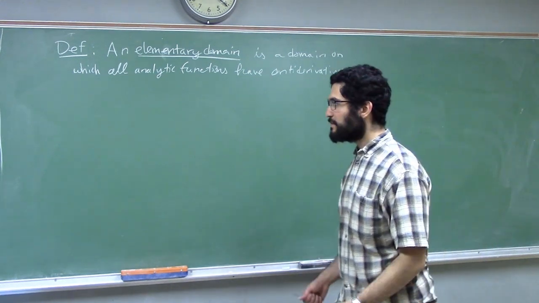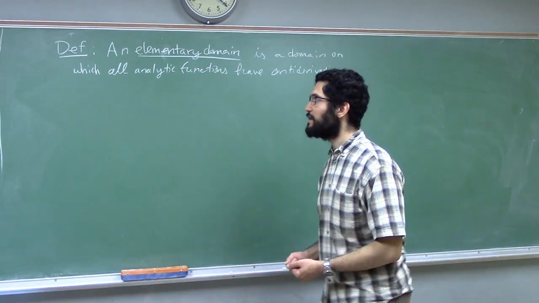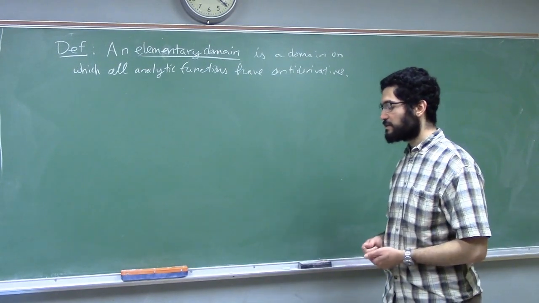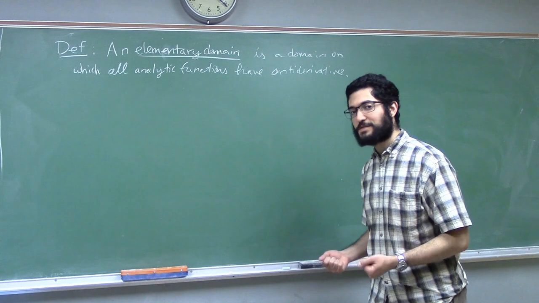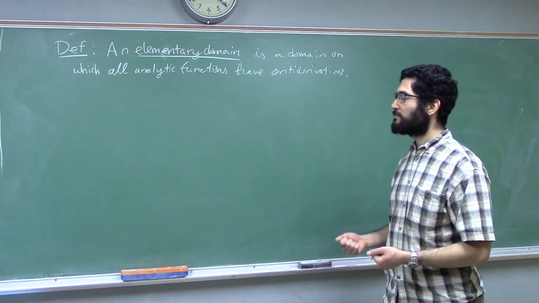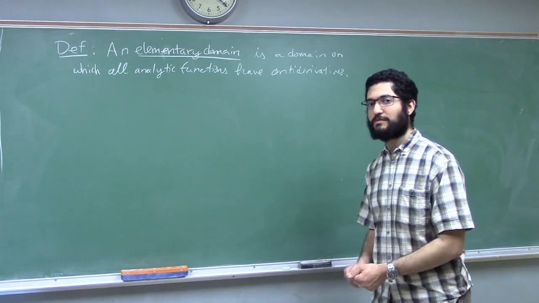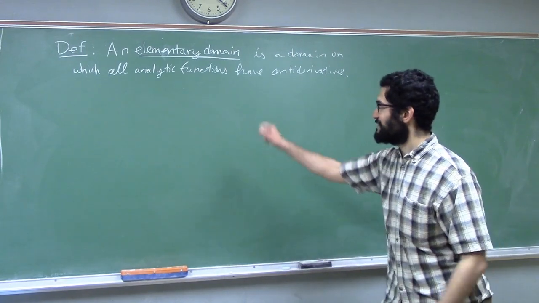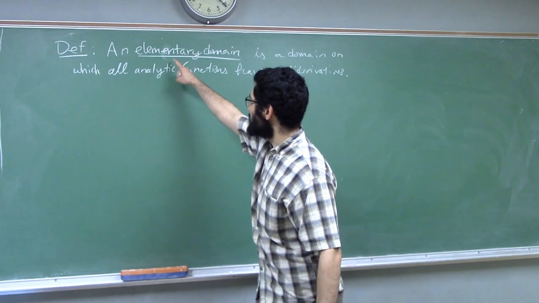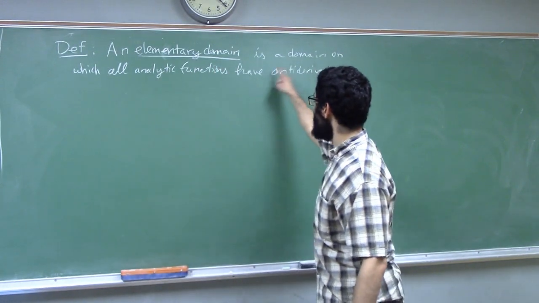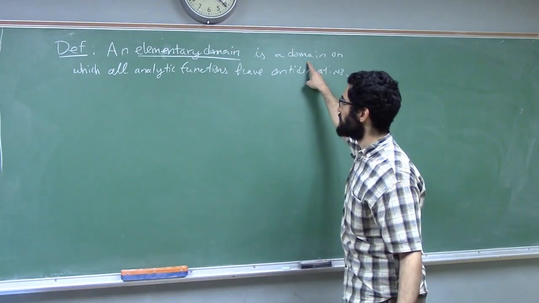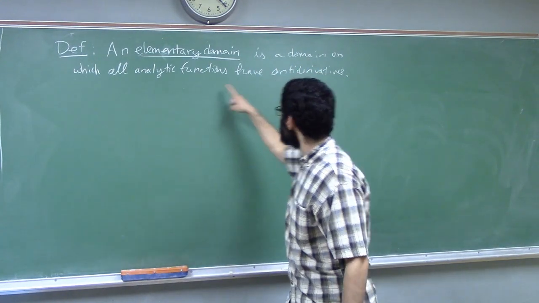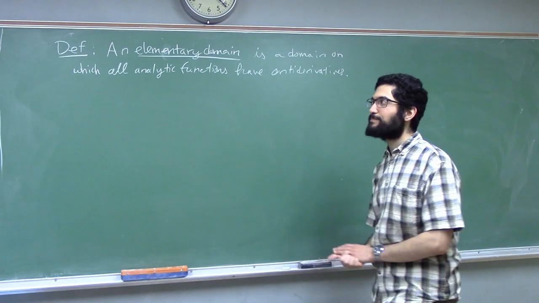All right, so we've proven that an analytic function on a star domain has an antiderivative. But are there any other kinds of domains other than star domains for which an analytic function will always have an antiderivative? And we respond to that question with a definition. So we'll define the term elementary domain to refer to any domain, any open path-connected non-empty set, for which all analytic functions on that domain have an antiderivative.